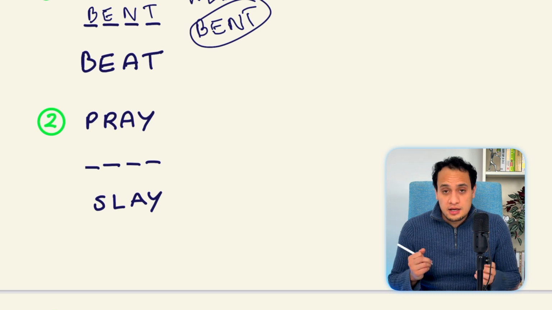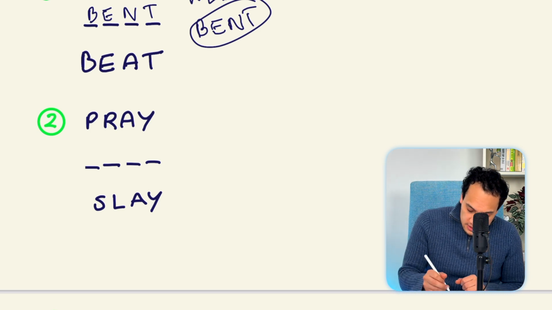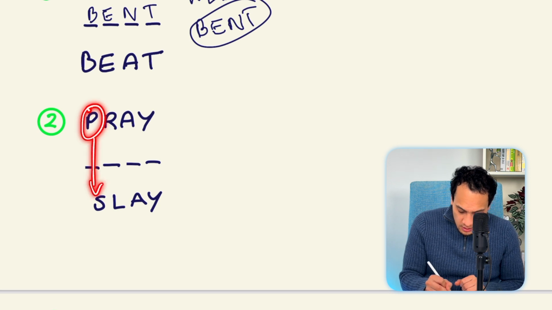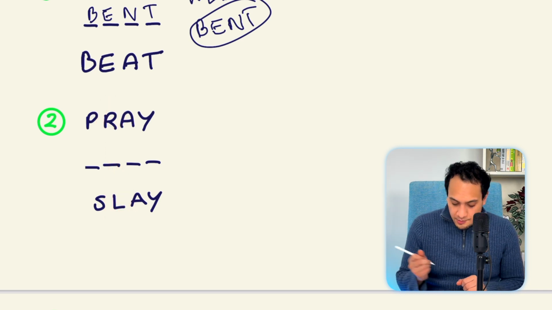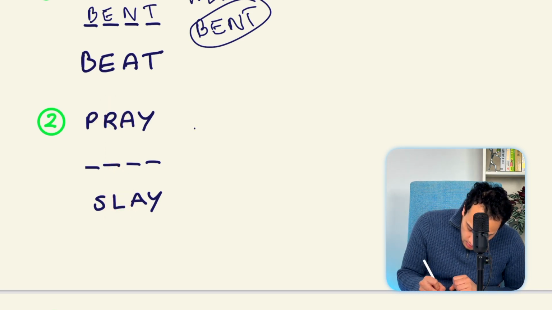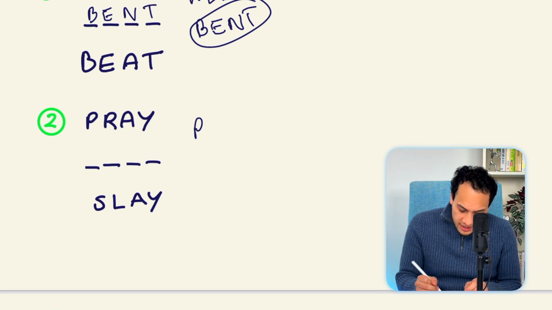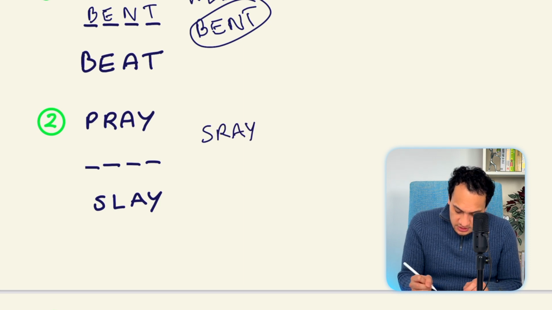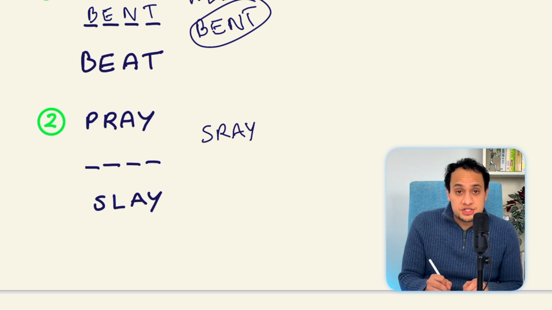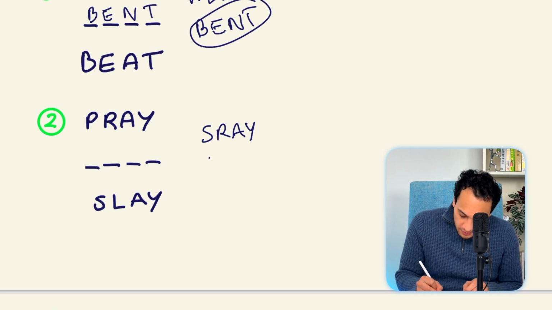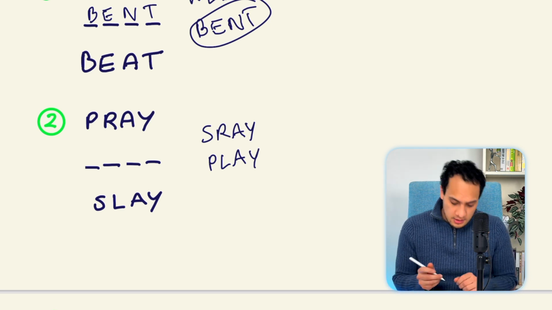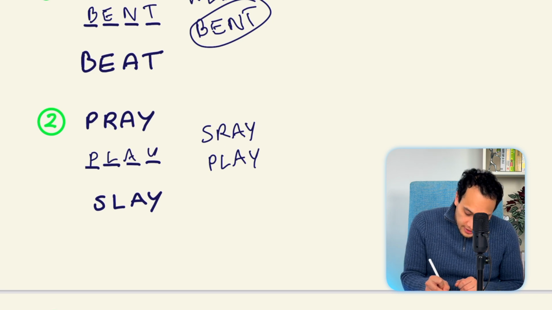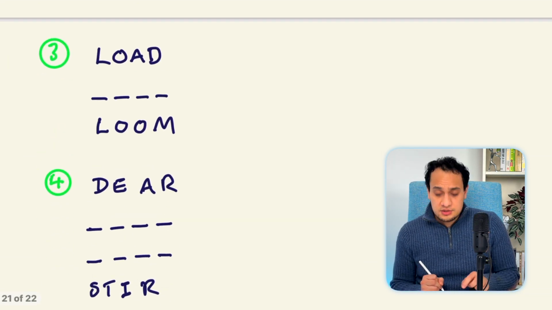So we have pray, and our final word is slay. The 2 letters that change: this P becomes an S, and this R becomes an L. Bearing that in mind, what 2 words can we form? If we change our P to an S, we'll get soiree, which isn't a word. If we change our R to an L, then we get play. Which one of those is the real word? Play. So therefore, I'm going to write that in. Play is our answer. Next question.